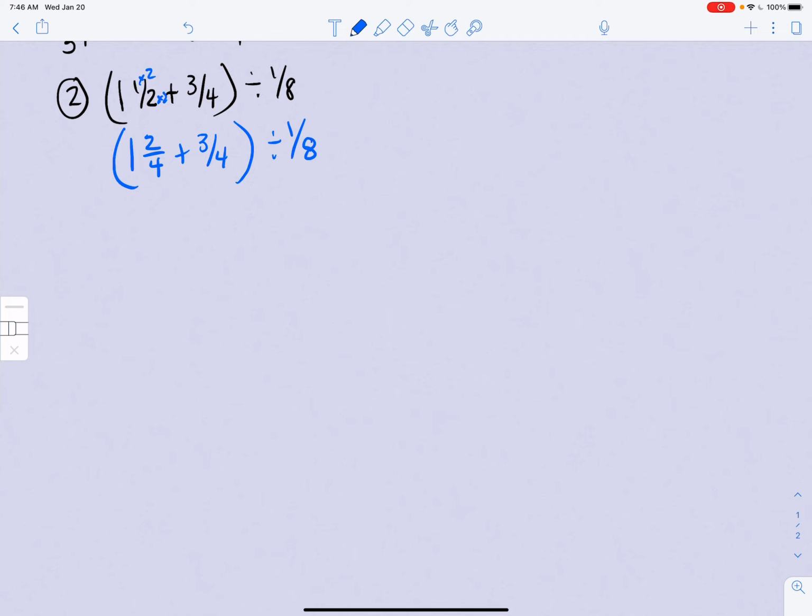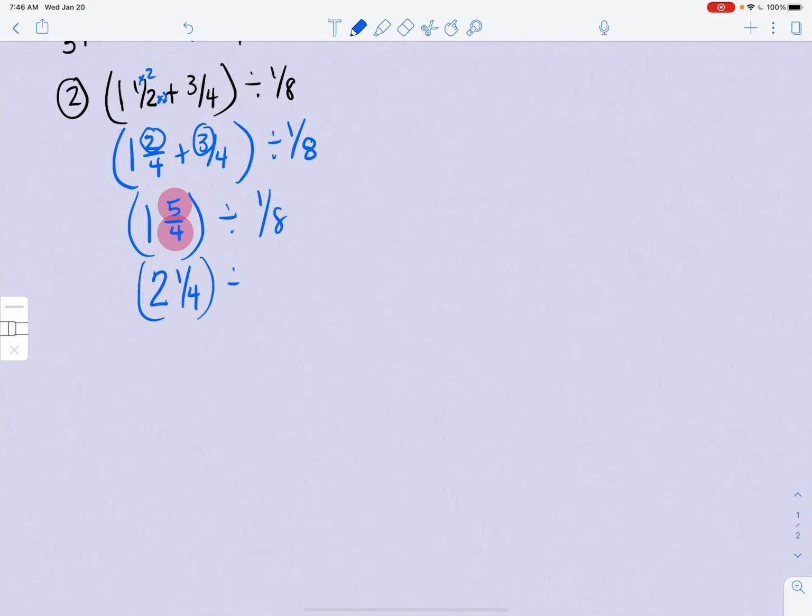So now that I have this, you have two options. You can keep your 1 and then add your 2 plus 3 on the top and get 5/4 and bring that down and get 1/8. Or you could change to a mixed number again. Now the reason why I do that is because I can't stop here. That's an improper fraction, so I have to reduce it again. So I notice that 5/4 I can get an additional 1. So this turns into 2 1/4 divided by 1/8.